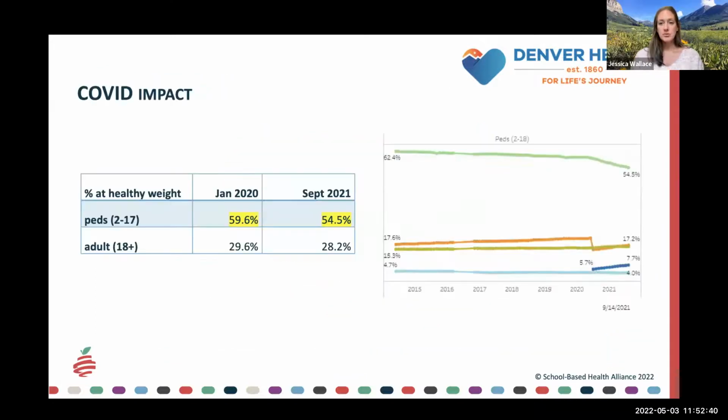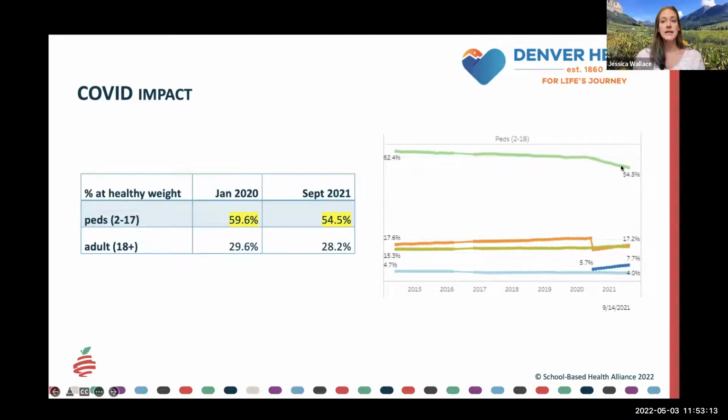And I have a feeling I'm preaching to the choir about this, and definitely COVID made it worse. You saw the national data. That's definitely our experience at Denver Health too. So the chart on the left looks at the percent of kids at a healthy weight. And for our kids in January 2020, we were about 60% of kids who had healthy weight. Nothing to write home about, but what we saw by September of 2021 was that we had dropped below 55%. And that kind of drop, you can see on the graph, we've never seen anything like that before.